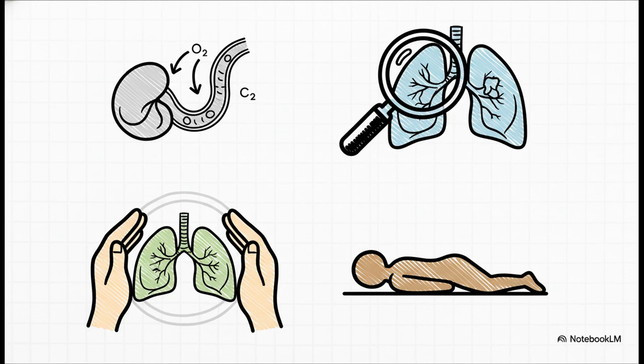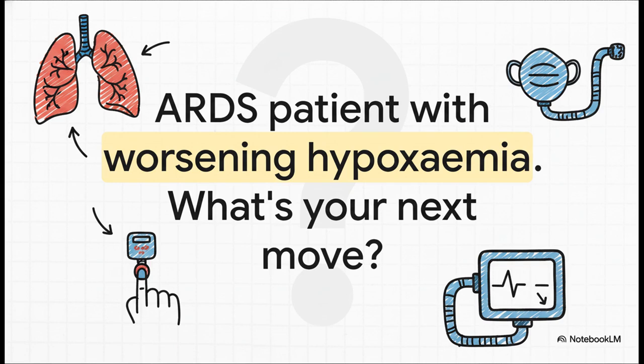Okay, let's boil this all down. What are the must-know take-home points? Number 1, VQ mismatch is the king. It's the primary cause of bad gas exchange in the ICU. Number 2, you have to think about the underlying problem. Are you dealing with shunt, dead space, or a bit of both? Number 3, lung protective ventilation is your foundation, non-negotiable. And number 4, for the sickest ARDS patients, interventions like proning aren't just a good idea, they are backed by powerful, mortality-reducing evidence.